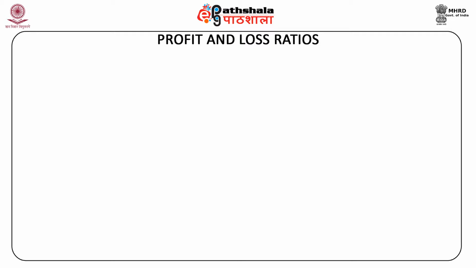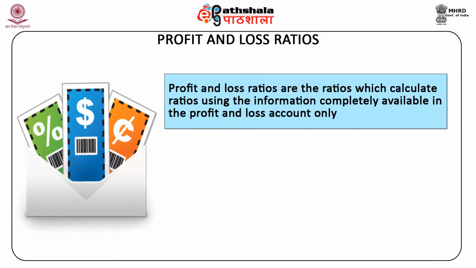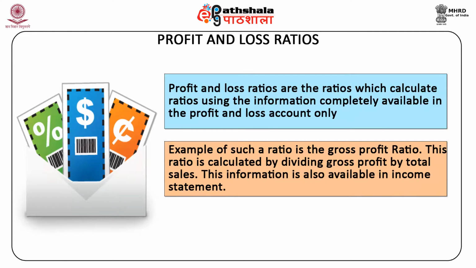Profit and loss ratios. Profit and loss ratios are the ratios which calculate ratios using the information completely available in the profit and loss account only. Example of such a ratio is the gross profit ratio. This ratio is calculated by dividing gross profit by total sales. This information is also available in income statement.